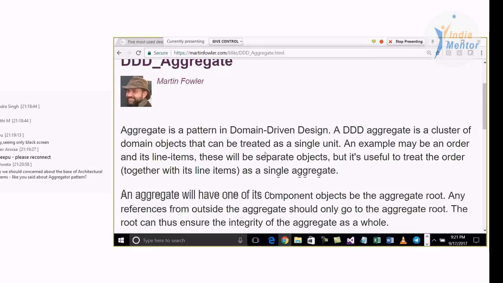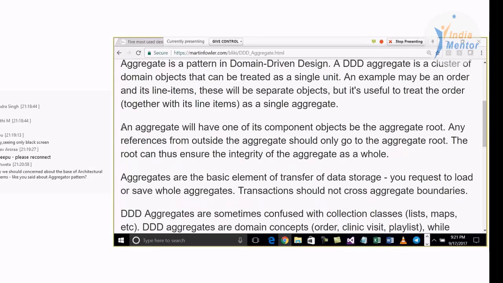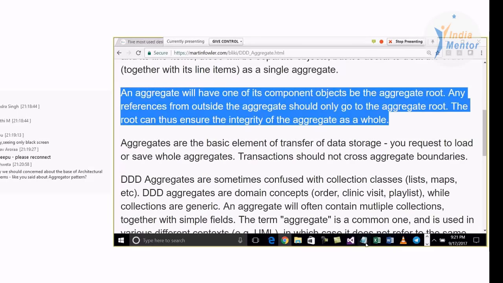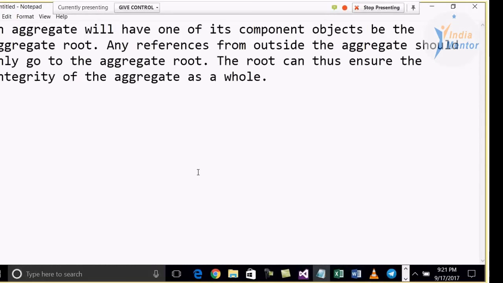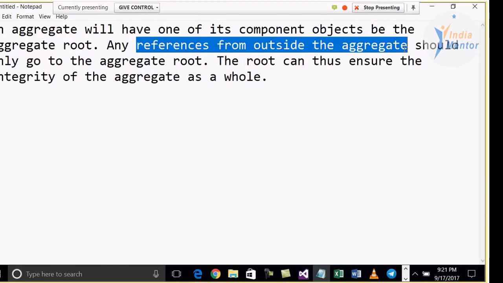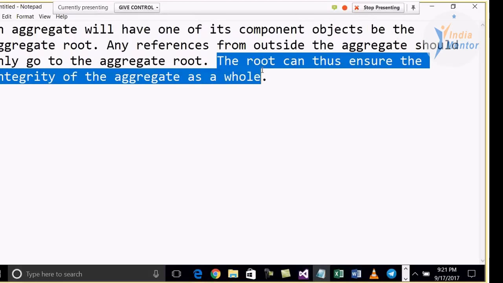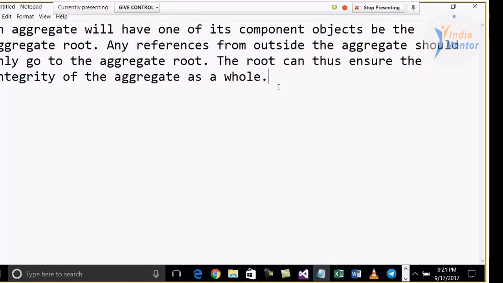So here is the aggregate root definition. And let me know what you can understand from it. So I'm going to just copy this small note out here rather than the whole thing, and I'll put it here. So it says that aggregate will have only one component object as a root, and any references from outside the aggregate should only go to the aggregate root, and the root can thus ensure integrity of the aggregate as a whole. So anyone here who can make out from this what is written? So let me know what you can make out from that.